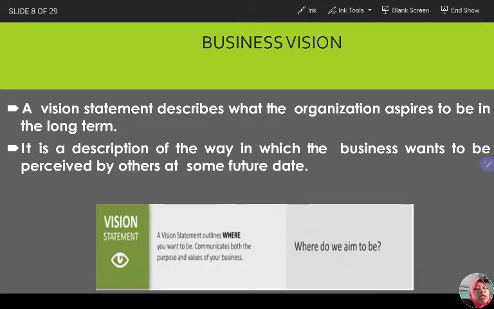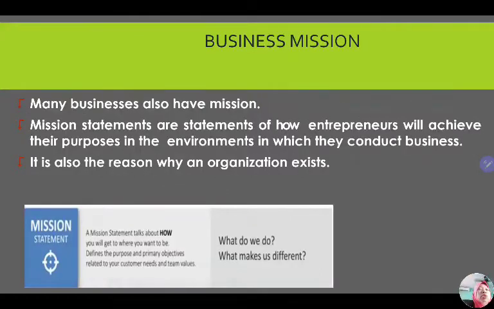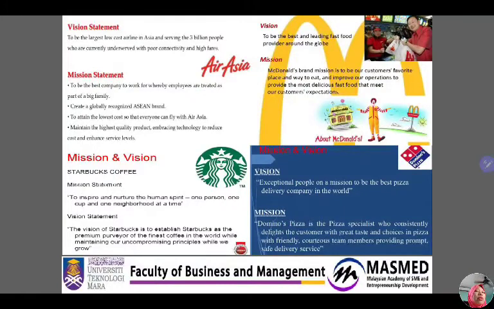So the vision is what the organization aspires to be in the long term. Who you want to be in the long term. The company, not you, but the company. But of course, the company is you, because this is a small business. And the business mission is: what do we do? What makes you different? And how are you going to achieve the vision?